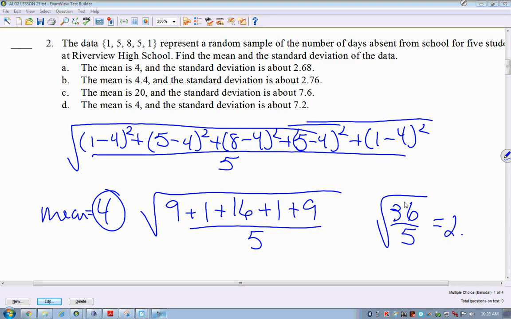Okay, 2.68 is fine. So we're looking for the mean is 4, the standard deviation is 2.68. Okay, and so let's go ahead and try this in our graphing calculators. Let's make sure that our answer is right.